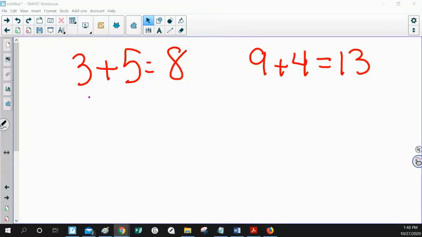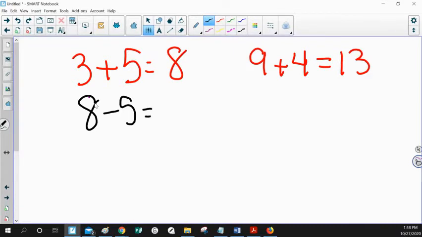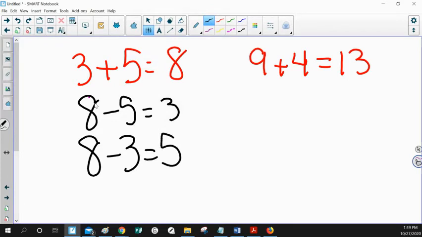When we were learning how to add and subtract in first and second grade, we learned about fact families. I know that 3 plus 5 equals 8. I also know that 8 minus 5 equals 3, and that 8 minus 3 equals 5. These are fact families, okay?